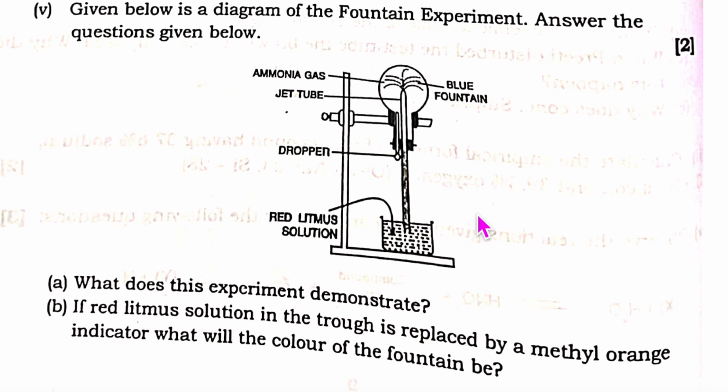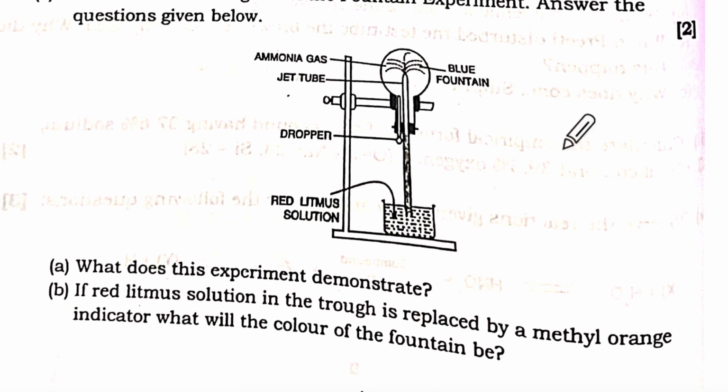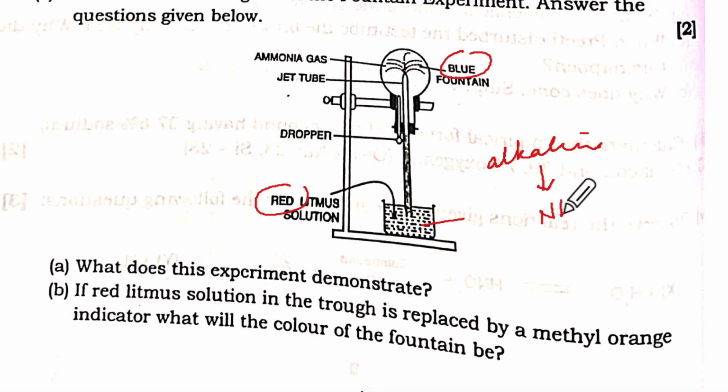Then fountain experiment. They are telling you blue fountain. Blue means this is red turning to blue, means it is going to be alkaline. If it is alkaline, then which gas will it be? Ammonia. If it was blue here and red here, then it would have been hydrogen chloride gas. What does it demonstrate? High solubility of ammonia gas. Solubility of ammonia in water. Correct or no? And basic nature of ammonia.